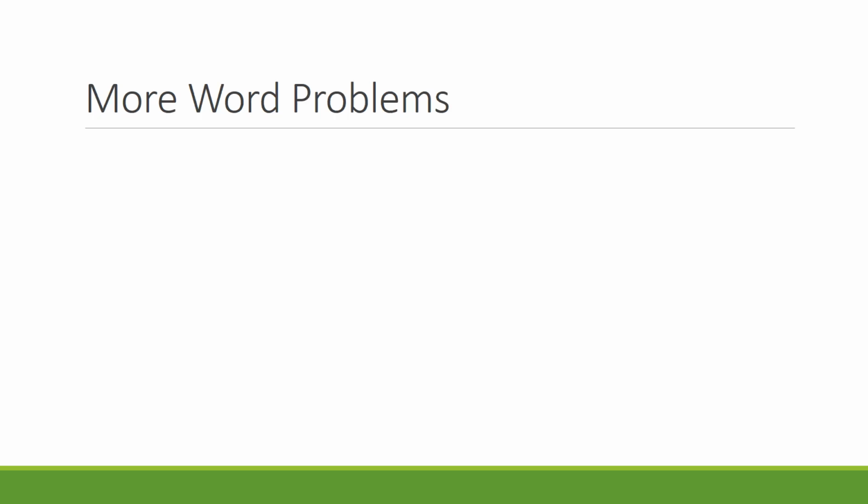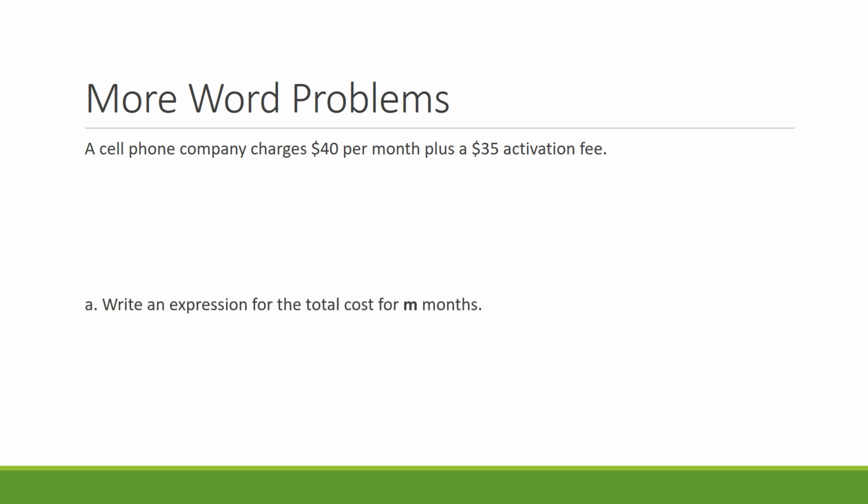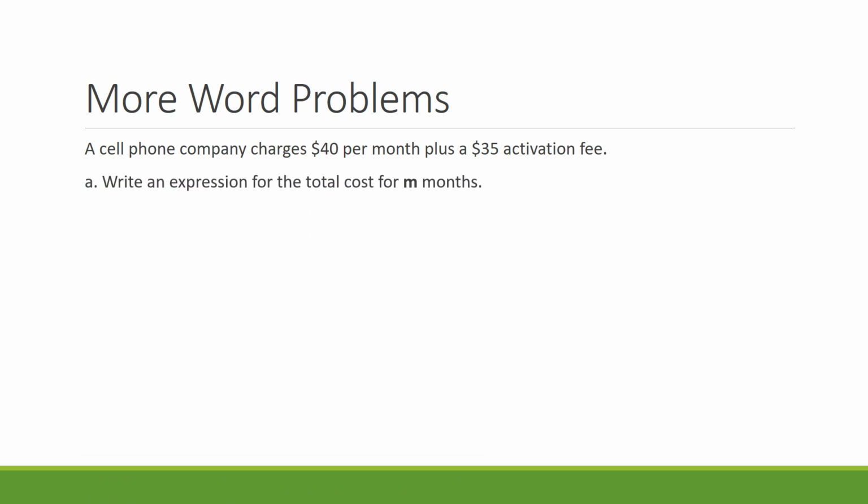Let's try one more word problem together. A cell phone company charges $40 per month plus a $35 activation fee. First, let's write an expression for the total cost for m months. Let's take a look here. We know that it's $40 per month. Per is one of those words that we can use to know that it's multiplication. How much are we adding for the activation fee? 35. Our expression is 40m plus 35.